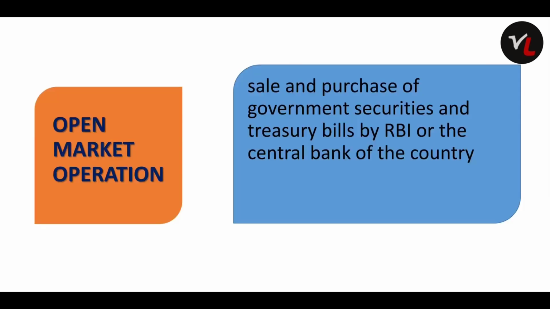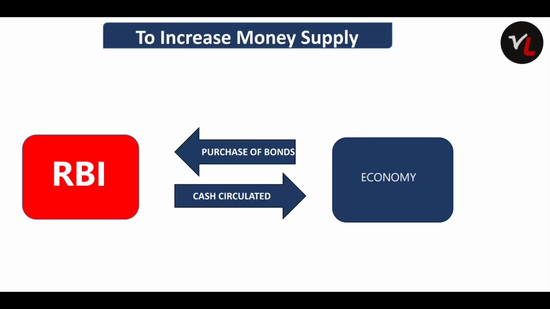Now let's move on to open market operation. What is open market operation? This is the sale and purchase of government securities and treasury bills by RBI in order to regulate the money supply in the market. To increase the money supply, what does RBI do? Here RBI purchases the bonds and thereby cash is circulated in the economy. In this way, the money supply in the economy increases.